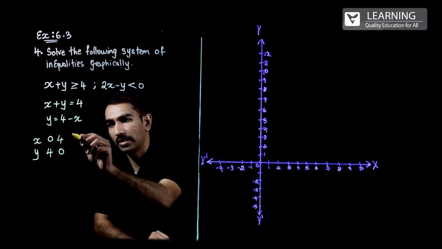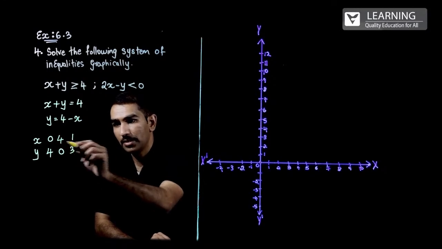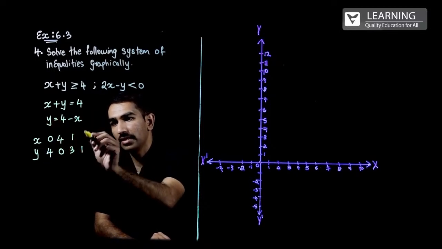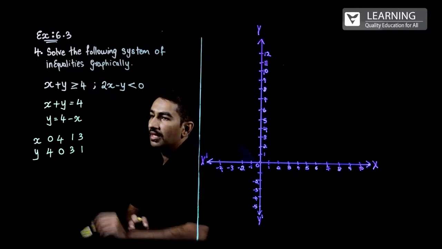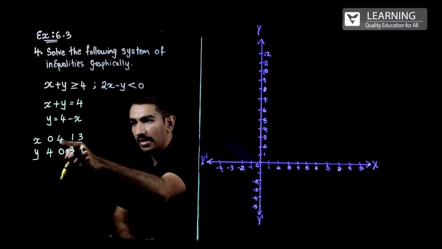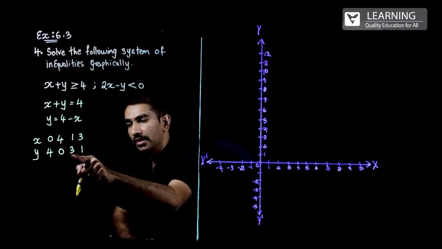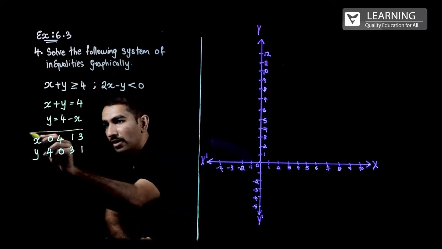Put x is equal to 1. What is y equal to? 4 minus 1 is nothing but 3. Next put y is equal to 1. If you put y is equal to 1, send this on that side, it will become x plus 1. Plus 1 you send it, this will become 3. So x is equal to 0, y is equal to 4; y is equal to 0, x is equal to 4; x is equal to 1, y is equal to 3; and y is equal to 1, x is equal to 3. So this is one table which we got.